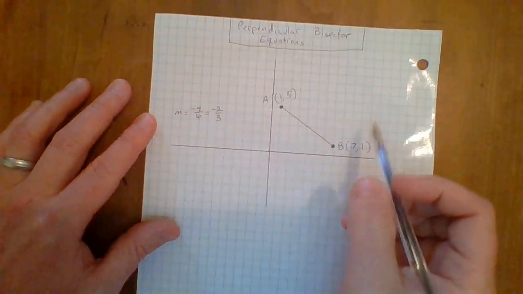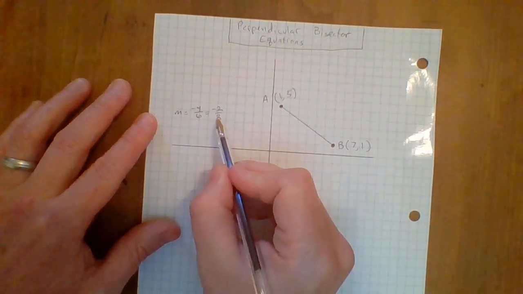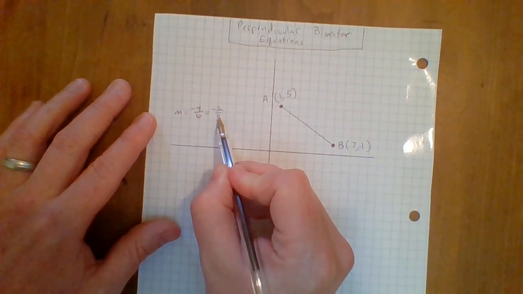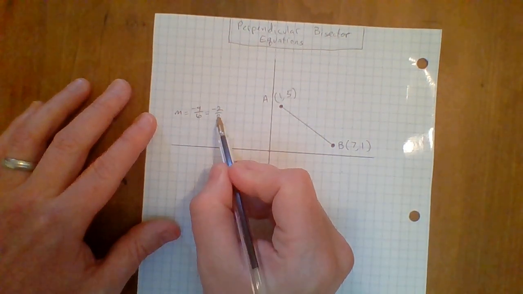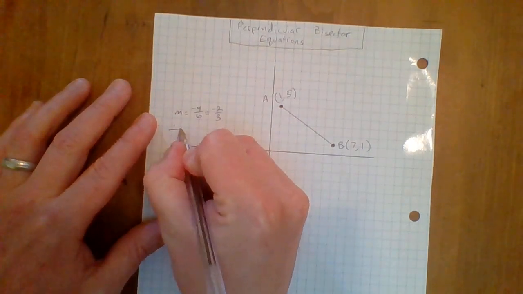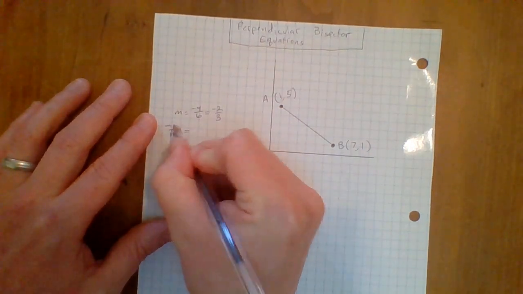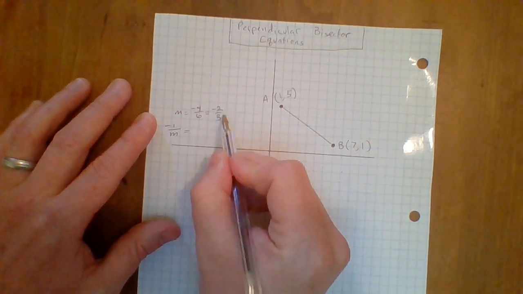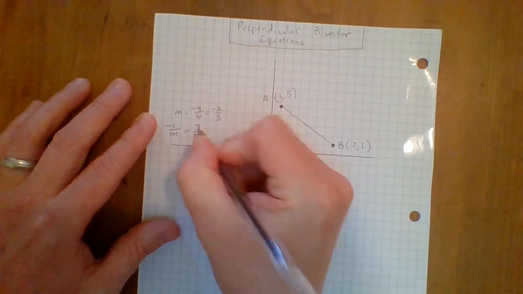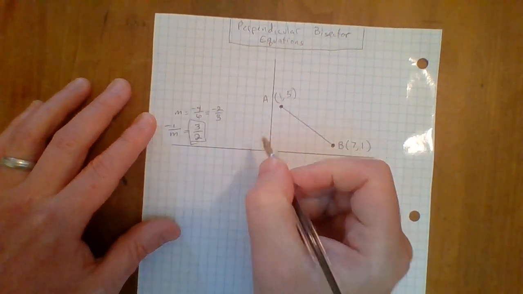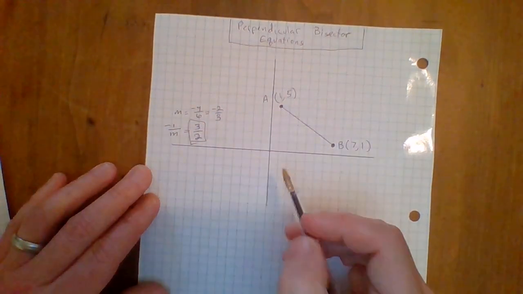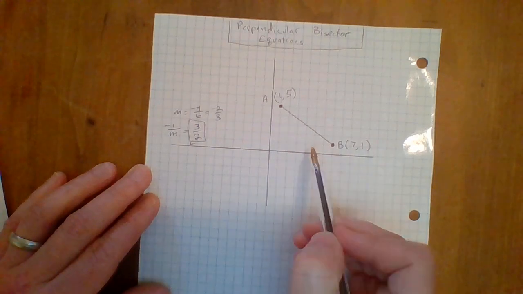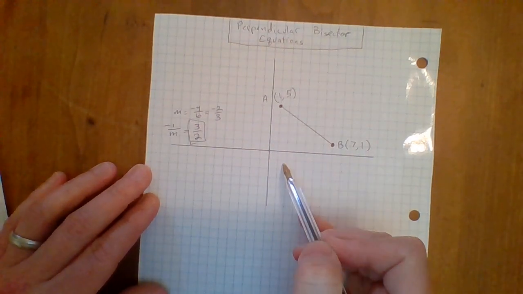So now, since I want to find a perpendicular slope, I need the negative reciprocal of negative 2/3. So negative 1 over m means this negative 2/3 becomes positive, and 2/3 becomes 3/2. So positive 3/2 is the slope of the perpendicular line. Also, though, it needs to be a bisector, which means it needs to go through the midpoint.